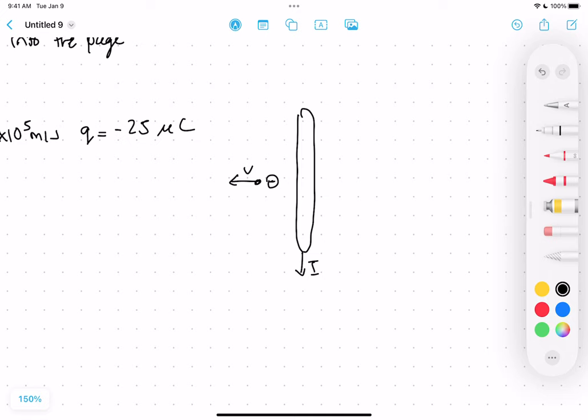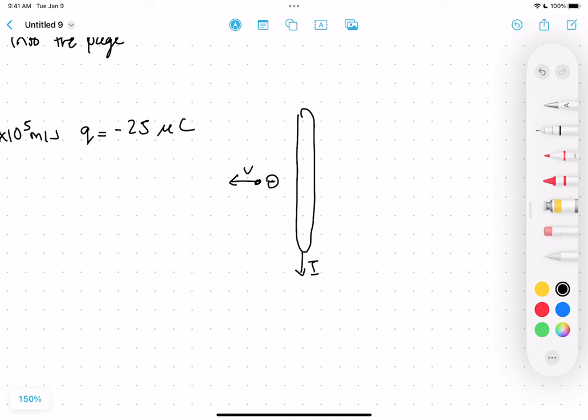Which is the thumb, index finger, and the middle finger. So we know that the particle is moving left, so point our thumbs to the left. And now we know that the magnetic field is pointing into the page, because that's where point P is at. So that's into the page. So we should see that our force is pointing downwards, right?